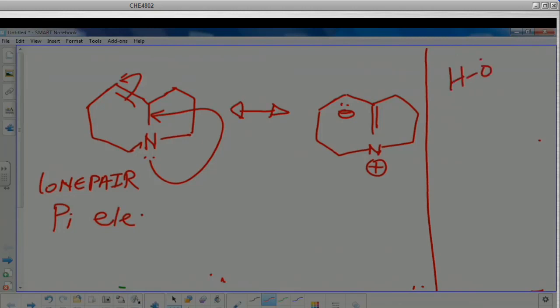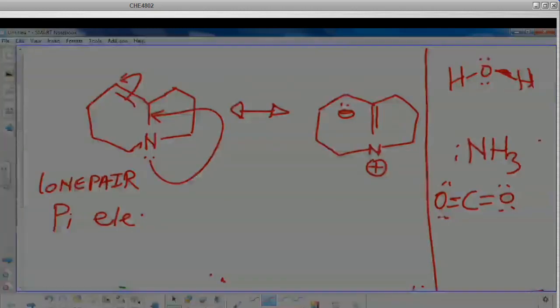Colleagues, let me tell you one secret about chemistry, a simple secret which you know. What do we call this molecule? Water molecule. What do you call this molecule? Ammonia. What do you call this molecule? Carbon dioxide. What do you call this molecule? Carbon monoxide. Sometimes you can put negative, you can put positive, but the net charge is 0.